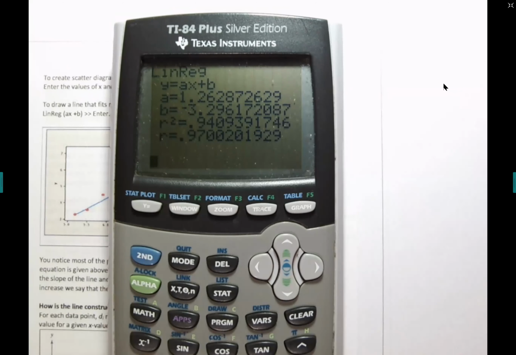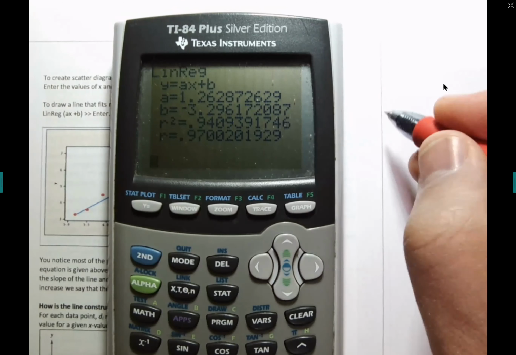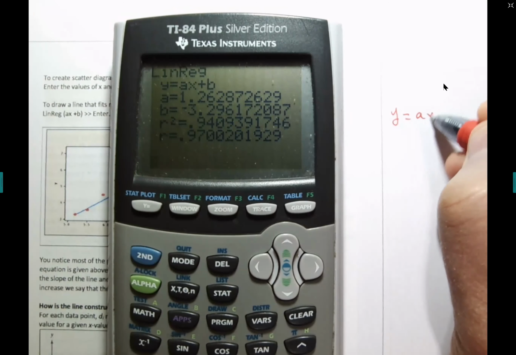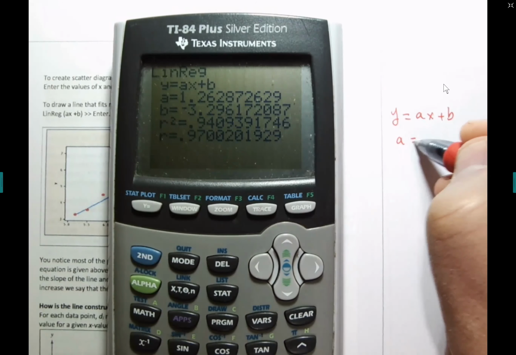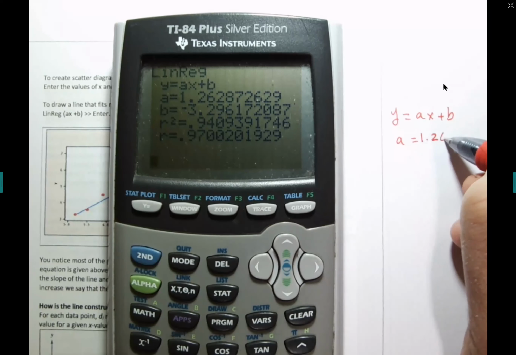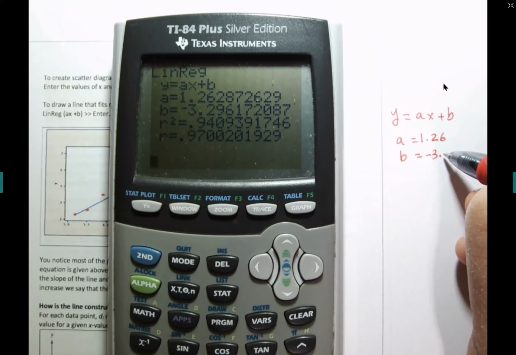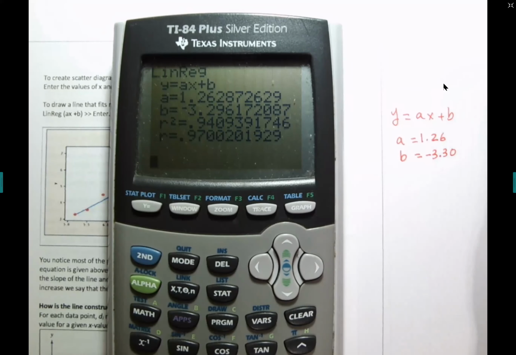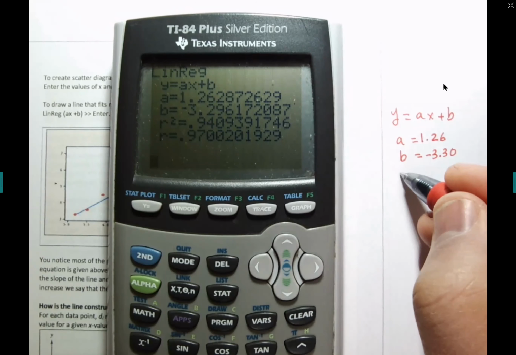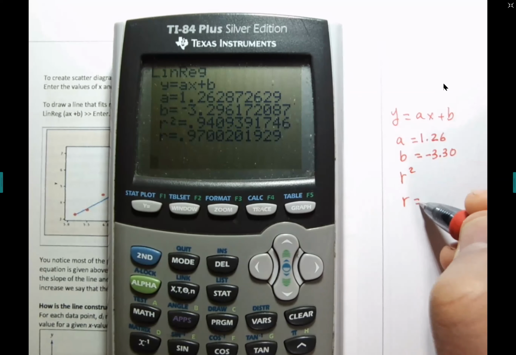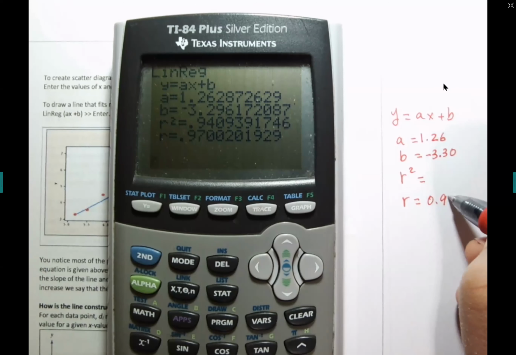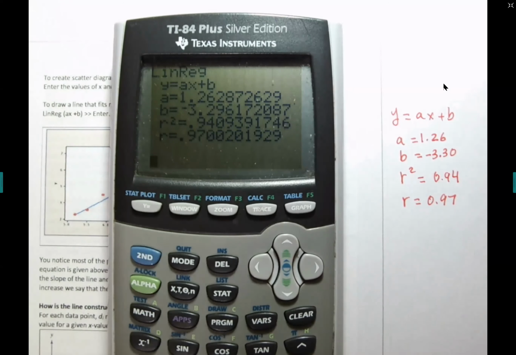And can you see the equation, guys? It says y equals ax plus b. I'm going to write it down. It gives me a to be, I'm going to do it to 2 decimal places, 1.26. And b is going to be negative 3.30, if I round. And I like to write the value of R squared and R. I'll explain them later. And R squared is 0.94. Any questions, guys? Please ask me if any questions.